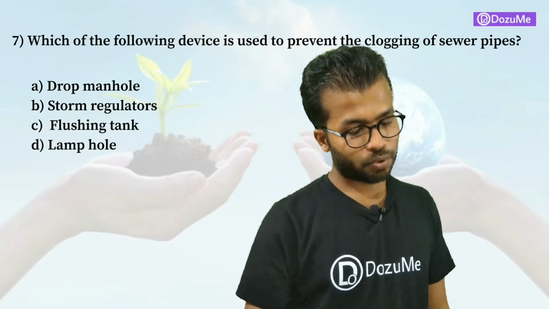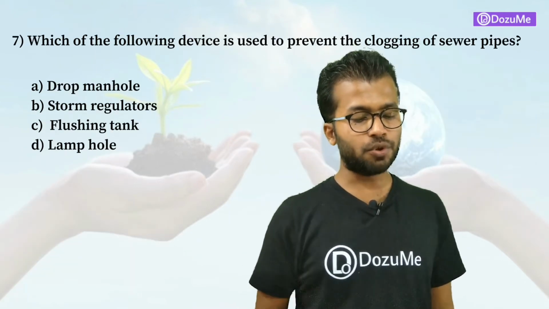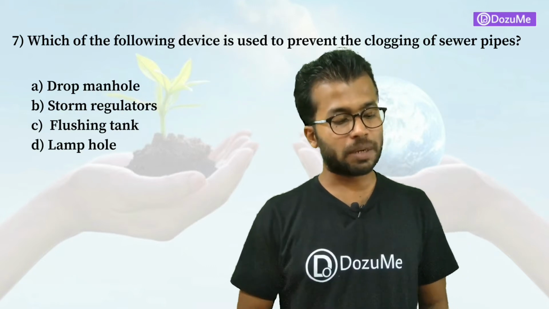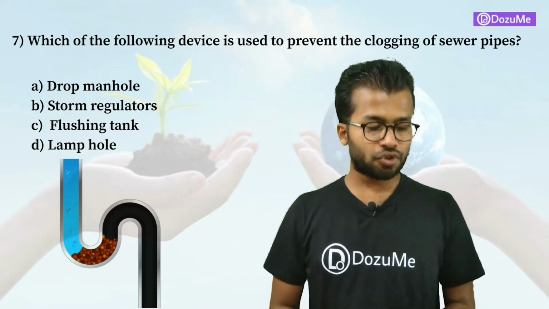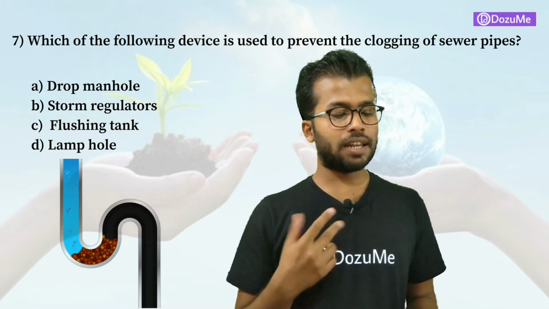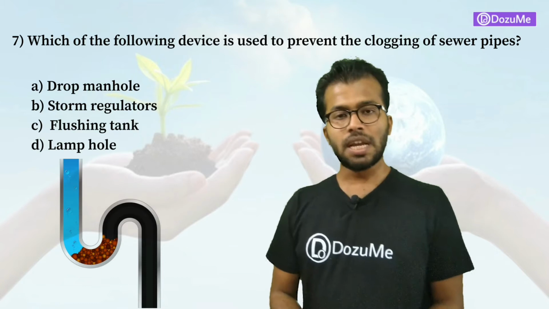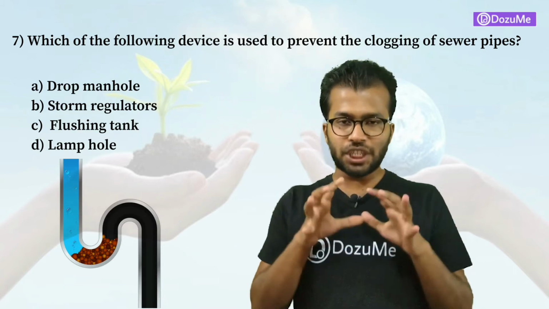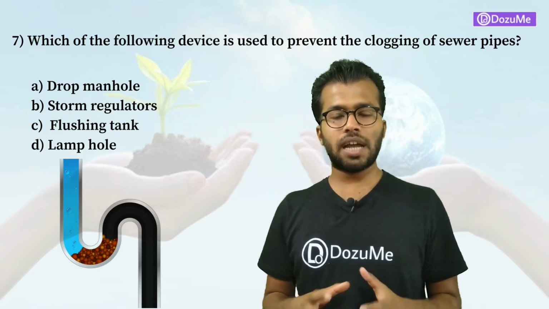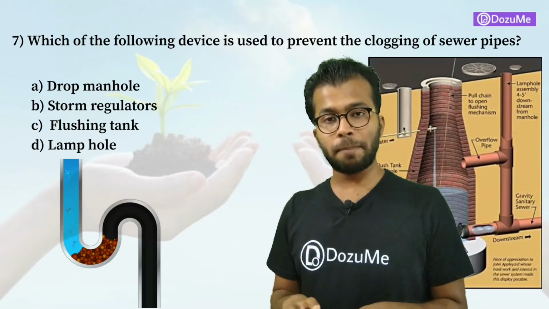Question number 7. Which of the following devices is used to prevent the clogging of sewer pipes? Drop manholes, storm regulators, flushing tank, lamp hole. If you know the answer, comment it with the specific question number. Basically, we use the flushing tank to avoid the clogging of sewer pipes.